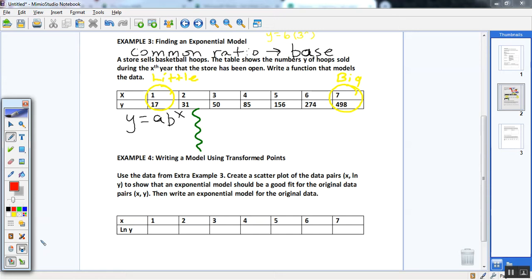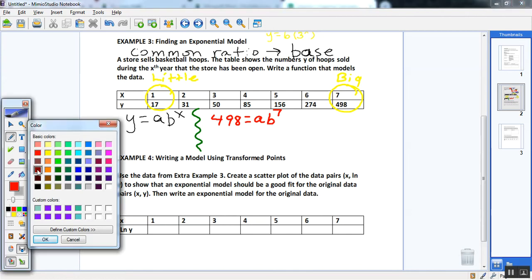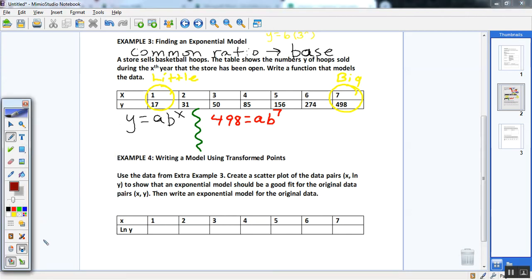Big X, help me fill it in. What's going in for y? 498 equals a times b to what power, kids? Okay, let's do the little one. My little one, what's going in for y, kids? A times b to the what? Ooh boy.